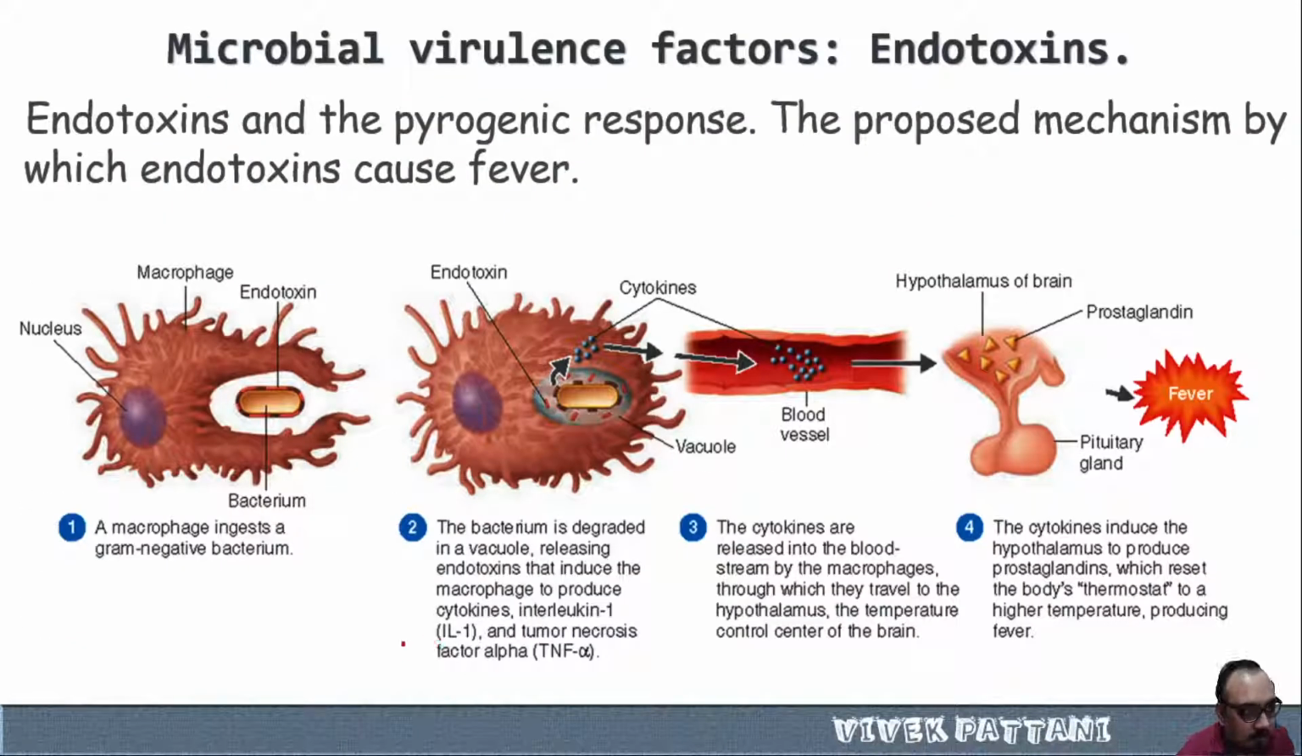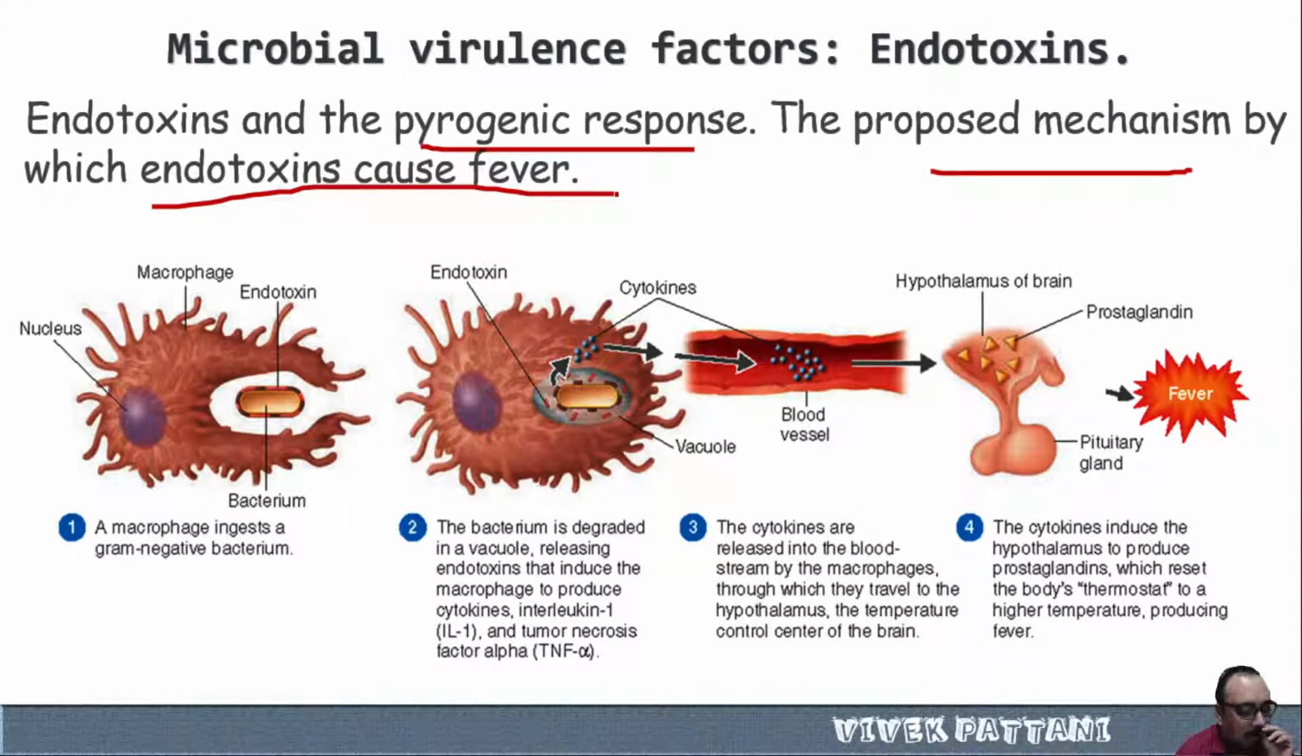Now this is just an example of an endotoxin, due to which a pyrogenic response occurs. It's a proposed mechanism by which endotoxin causes fever, where a macrophage ingests a gram negative bacterium, which contains an endotoxin. What happens next? The bacterium is degraded in a vacuole.